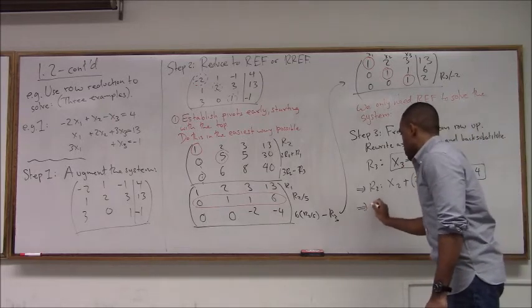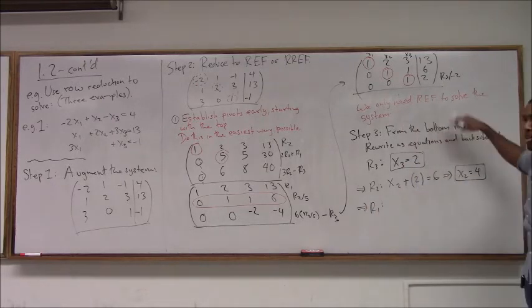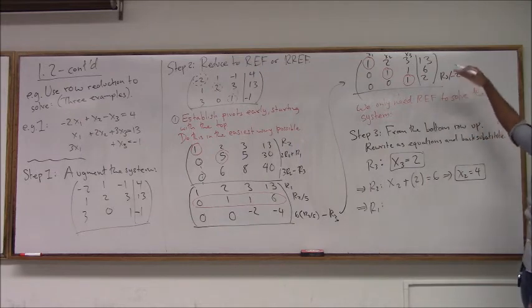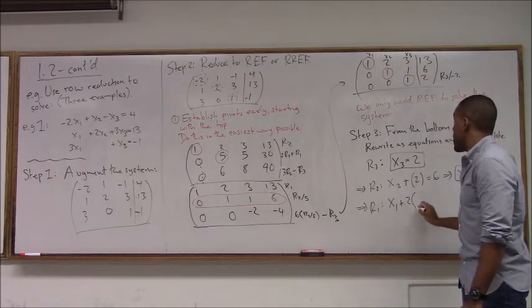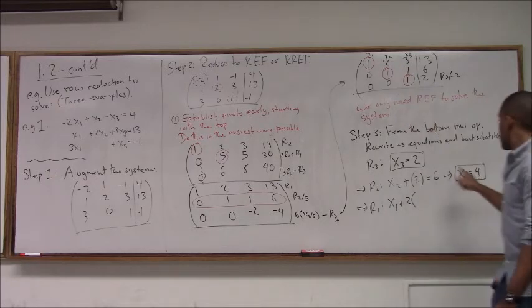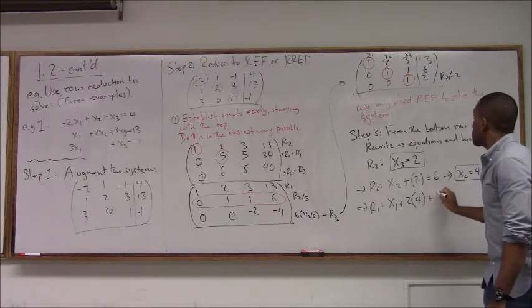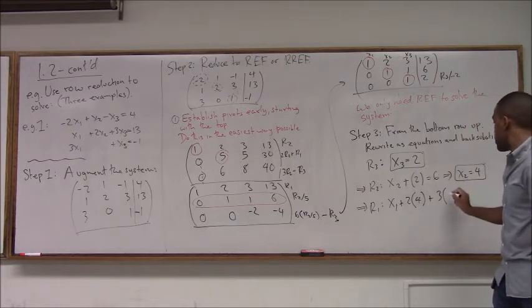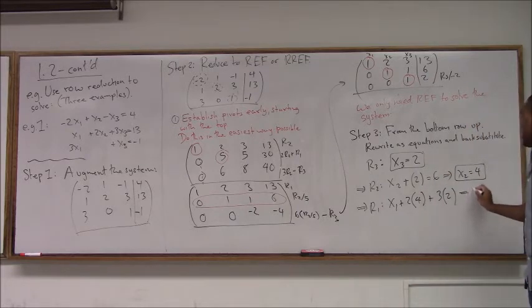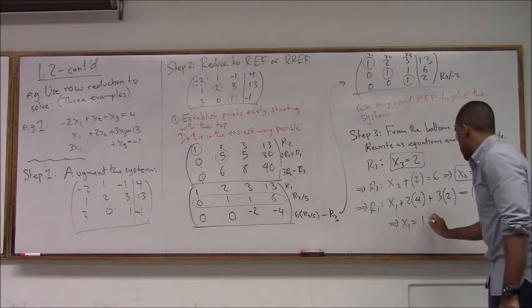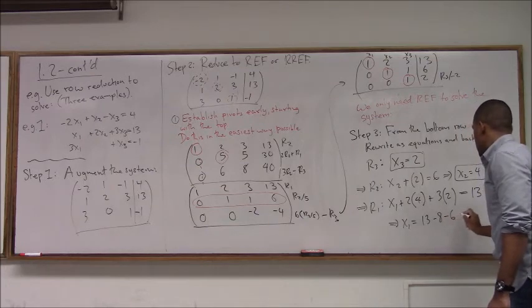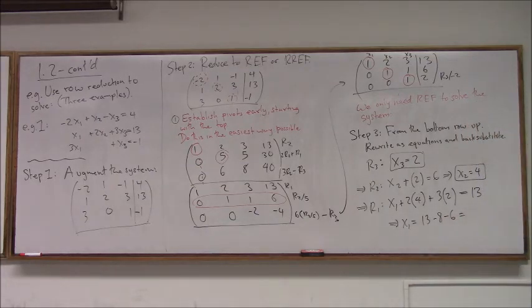So now I'm going to go to row 1. And this is why you really want to start from the bottom row going up, because you're finding all the guys in each successive step that you'll need to plug into a higher equation. So row 1 says I have x1 plus 2 times x2, which I know is 4, plus 3 times x3, which I know is 2, and that should be equal to 13. So this means that my x1 is going to be equal to 13 minus 8 minus 6, which is negative 1. So that's my x1.